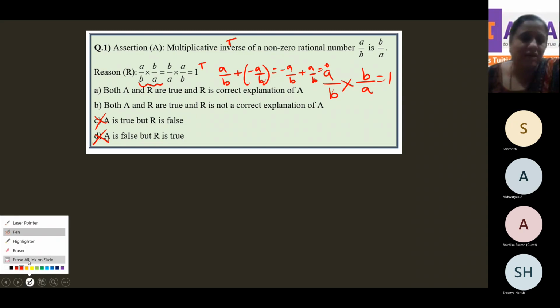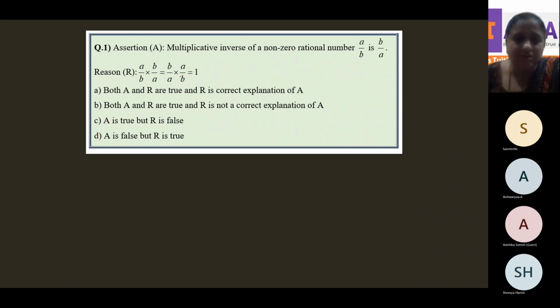So here, both the statements are true. And the reason is the correct explanation of the assumption, because what you see in the reason is exactly what is here. So A, all of you are right. Take a picture, children.